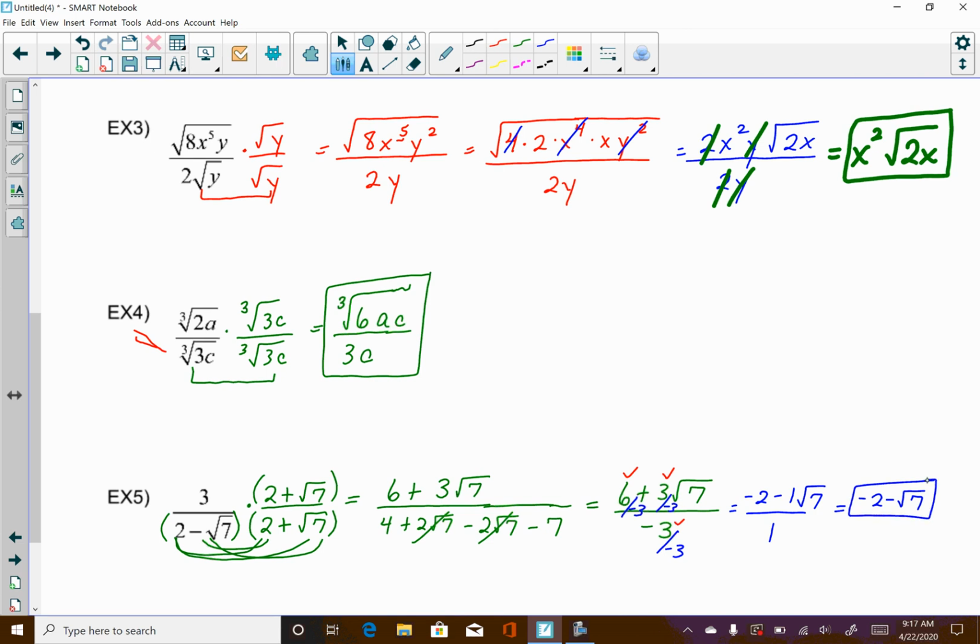Okay. So again, that last one is referred to as multiplying by a conjugate. And the conjugate keeps the same first and last terms. It only changes the middle sign whenever you do that. And essentially, as you saw here, it gets rid of the square root in the denominator. That's the deal with dividing radicals. You want to get rid of the square root in the denominator.